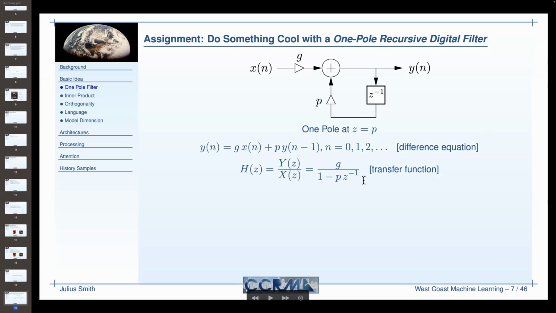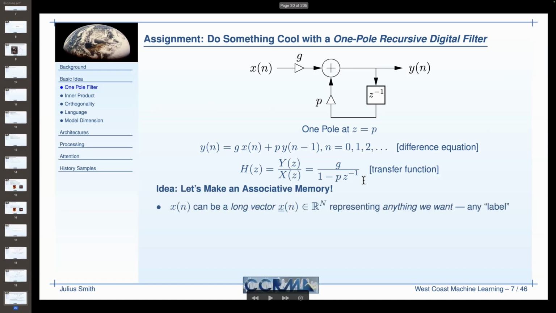And so the thought experiment is, let's make an associative memory out of this one-pole filter. So our input will be a long vector. Capital N here is the model dimension in machine learning speak. And it can represent anything we want, any kind of label. And we'll just start out with the gain being 1. The little underbars indicate that everything's vectorized. So the input is no longer just a single sample. It's a vector in R^N. And then G is a vector of 1s, and P is a vector of 1s. And so it's basically just getting rid of them.